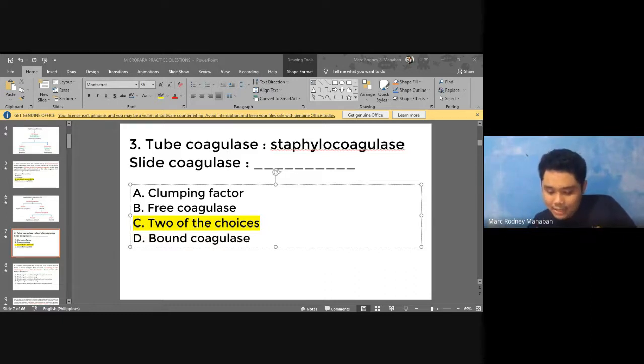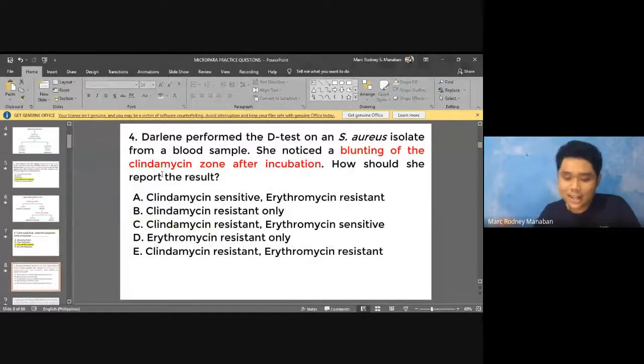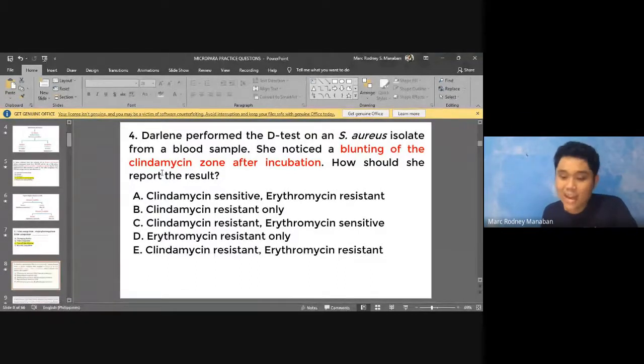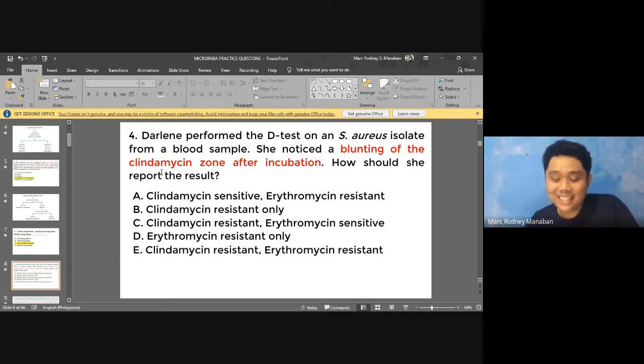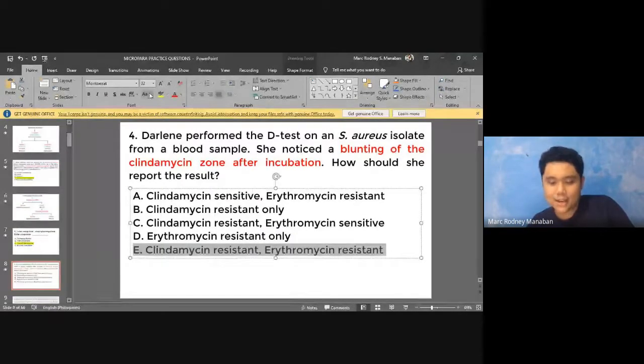All right. Next question. Number four. The question is, if the D-test is positive, with blunting or flattening of the clindamycin zone, how should we report the result? Resistant to both, sir. Very good. Clindamycin and erythromycin, resistant.